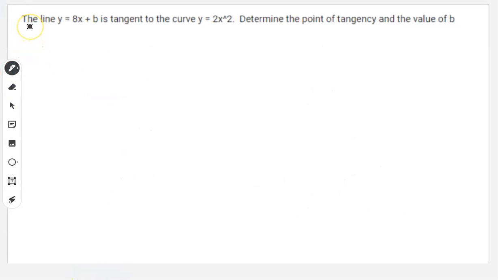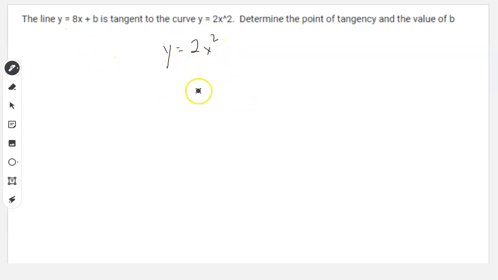Our next one says the line y equals 8x plus b is tangent to the curve y equals 2x squared. Determine the point of tangency and the value of b. Okay, so this is getting more interesting here. So we have this equation, and this equation is the tangent to this one here, 2x squared.